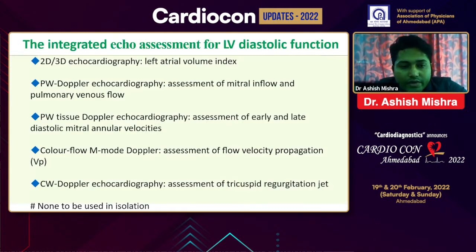Since LV diastolic function is influenced by so many parameters, we should do an integrated echo assessment, which will encompass various parameters for assessment of LV diastolic function. These are the left atrial volume index, the assessment of mitral inflow velocities and pulmonary venous flow with PW, assessment of early and late mitral annular velocities, the flow propagation velocity, VP, by color flow M-mode, and assessment of the tricuspid regurgitation jet. None of these parameters should be used in isolation for assessment of LV diastolic function.